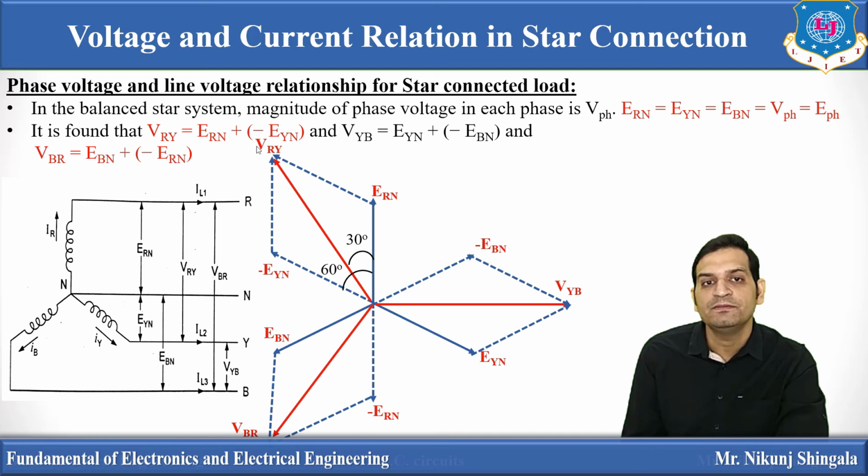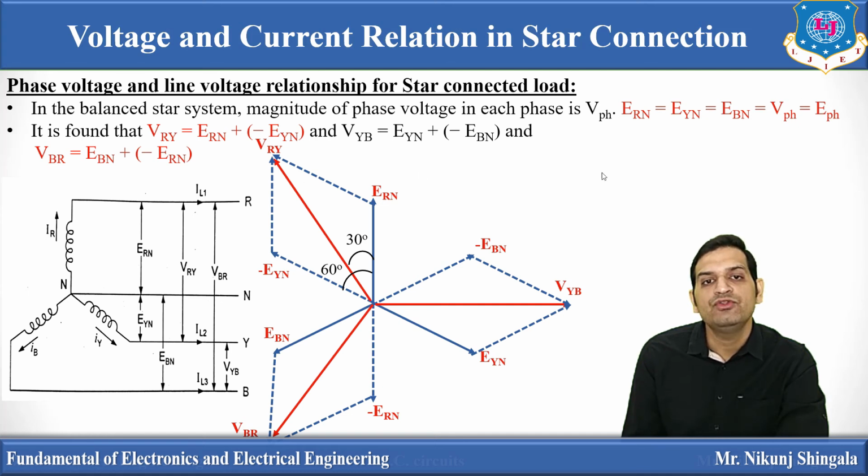So here we can see V_RY is a line voltage, and E_RN is a phase voltage. So the line voltage is leading the phase voltage by 30 degrees. Or we can say for a star connection system, the phase voltage lags the line voltage by 30 degrees, because phase angle is also always measured in the anti-clockwise direction.